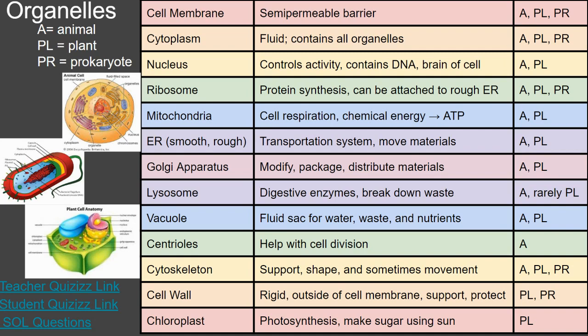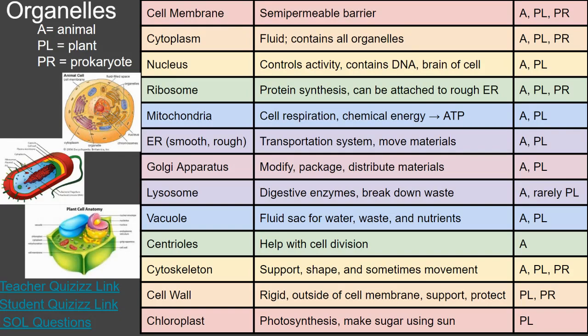The next organelle is going to be the Golgi apparatus. Those modify, package, and distribute materials. They can do those things either within the cell or even send materials outside of the cell. Again, not going to be found in the prokaryotic cell, but will be found in plants and animals.